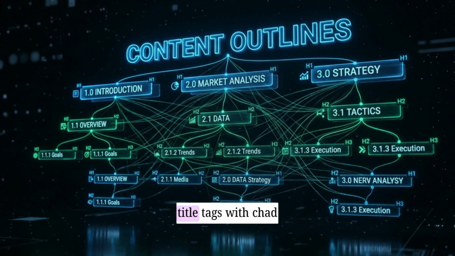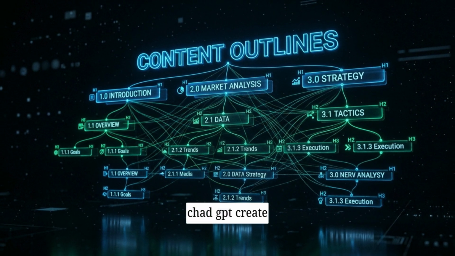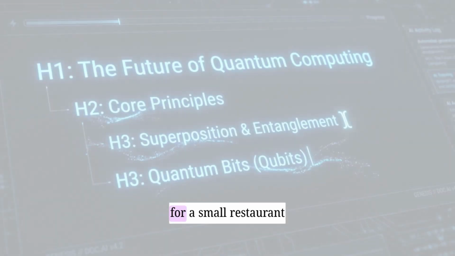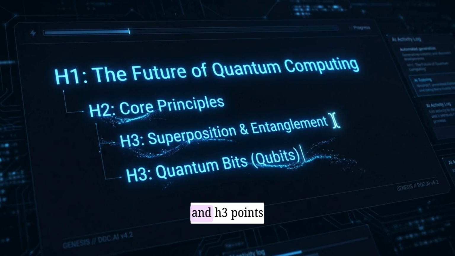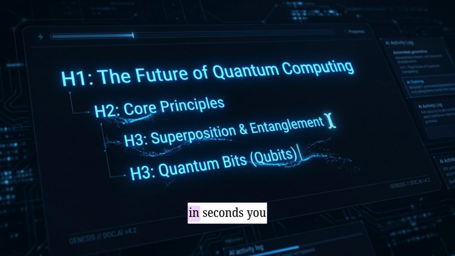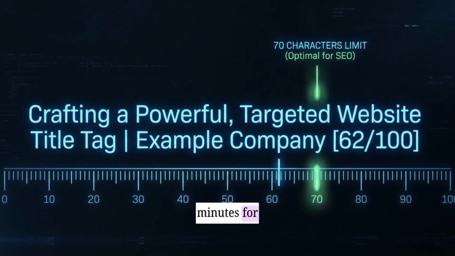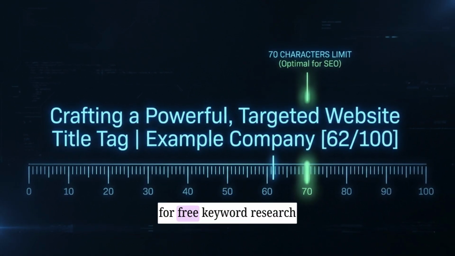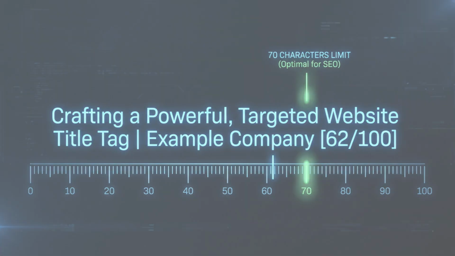Content outlines and title tags with ChatGPT are insanely fast. Ask ChatGPT, "Create an SEO blog outline for local SEO for a small restaurant in the USA with an H1, 5 H2s, and H3 points." In seconds, you get a full structure that normally takes 45 minutes. For title tags, ask, "Write 5 YouTube titles for free keyword research tools under 70 characters with curiosity." Test the best title and upload.